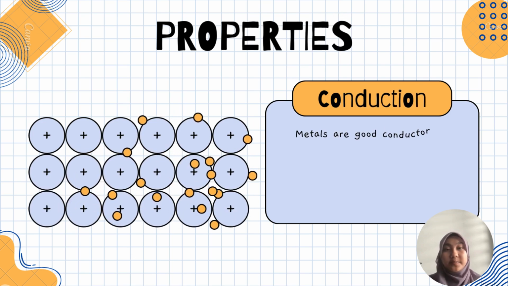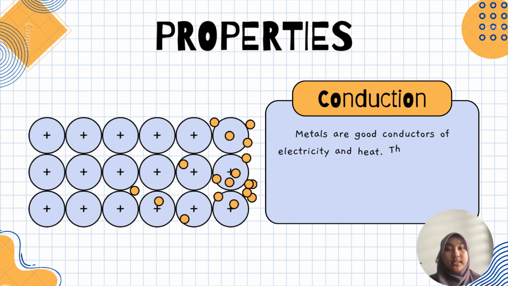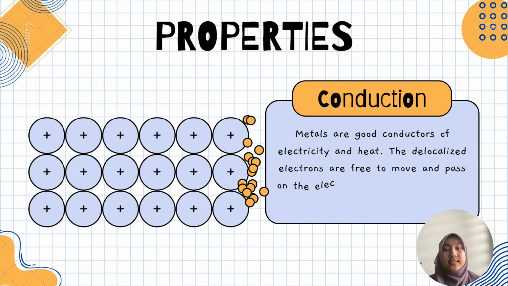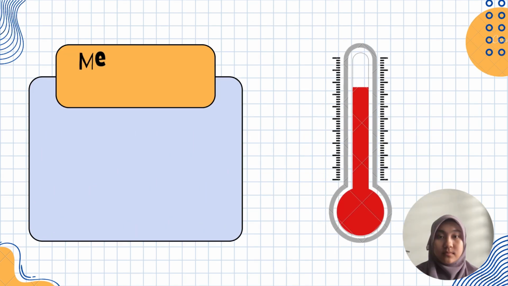In this slide, I will explain the conduction property of metals. Metals are good conductors of electricity and heat. This is because their atoms contain delocalized electrons. These electrons are free to move throughout the metal structure. When heat or electricity is applied, the electrons transfer energy quickly from one area to another. As a result, metals are widely used in electrical wiring, electronic components, and heat transfer applications.